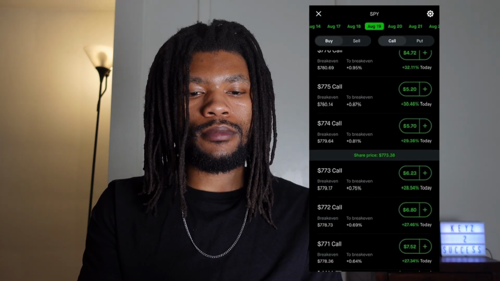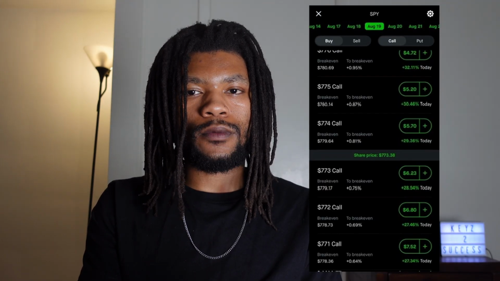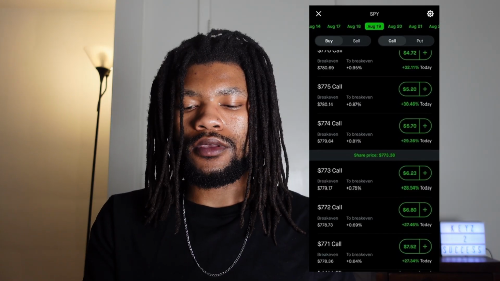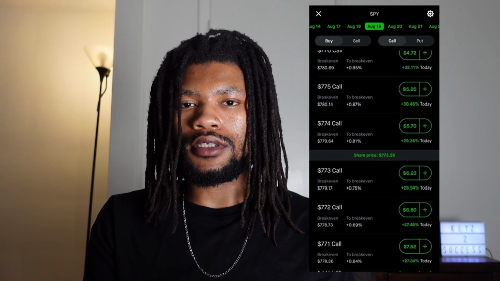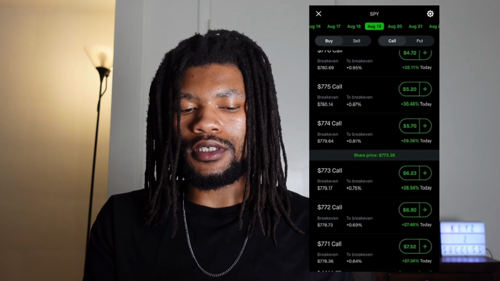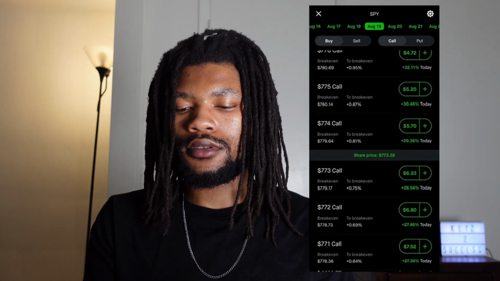So if you look here, we've got a bunch of options contracts that expire on August 19th. They have the strike price on the left with the actual price of the contract on the right. Now in the middle of the screen, you'll have the share price of whatever stock you're trying to trade. That'll just tell you what the stock price is. For one share, you need $773.